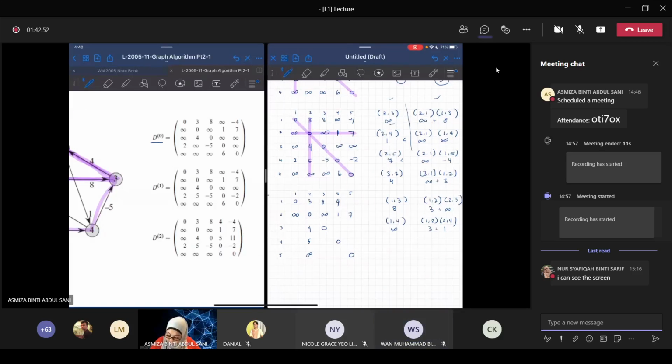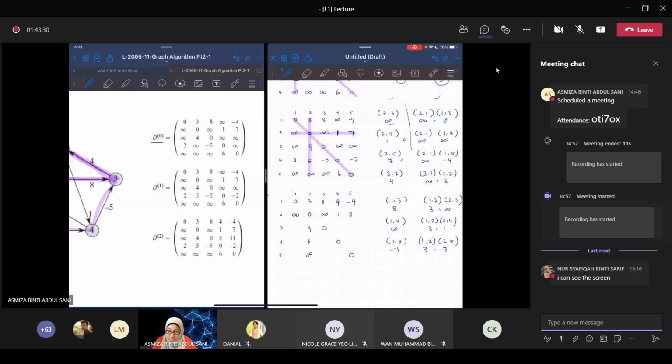The last one is we're going to find what is 1, 5. So 1 going to 2 and 2 going to 5. 1, 5 is -4. 1, 2 is 3. 2, 5 is 7. So 3 plus 7 is 10. -4 is smaller. So therefore, this value would be -4. Okay, so you fill up the same way.